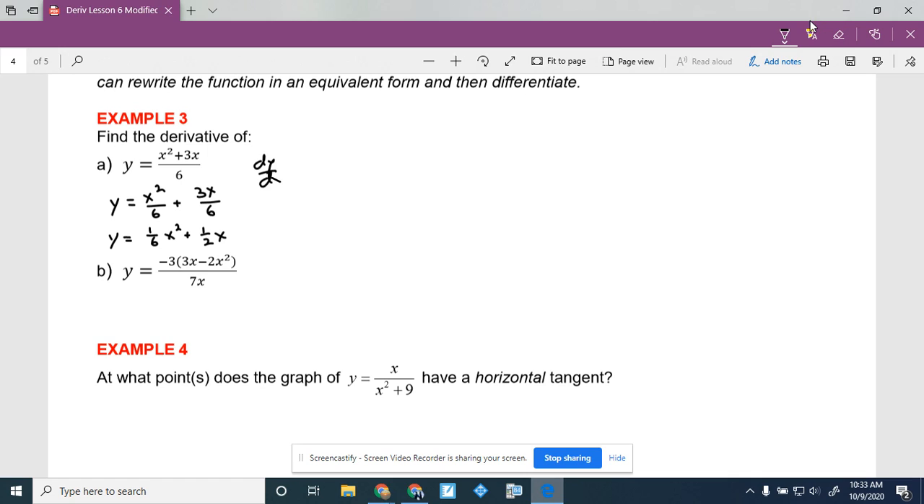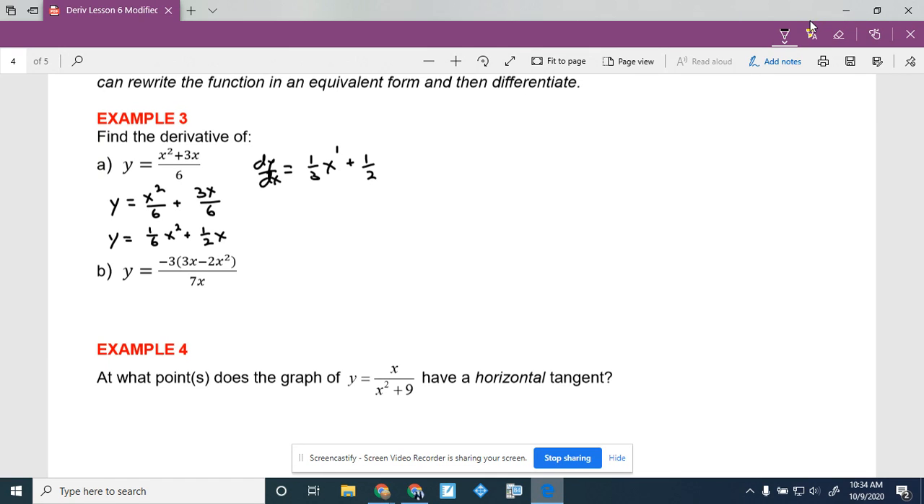So dy/dx is going to be the derivative of 1/6 x squared, which is 1/6 times 2x to the 1. That's 2/6 or 1/3, right? x to the 1. The derivative of 1/2 x is just going to be 1/2. That was pretty easy to take the derivative of, and I didn't have to use the quotient rule.